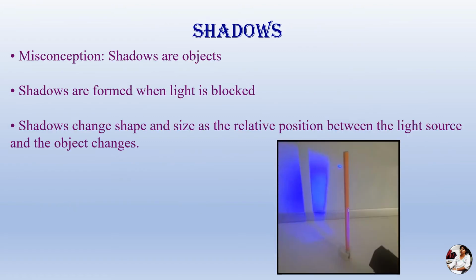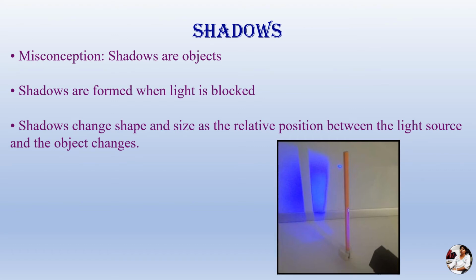Now comes shadow. There is a very big misconception that shadows are objects. But a shadow is not an object. It is a dark shape made when some objects block the light. So to have a shadow, we need some source of light. So here also light plays an important role.